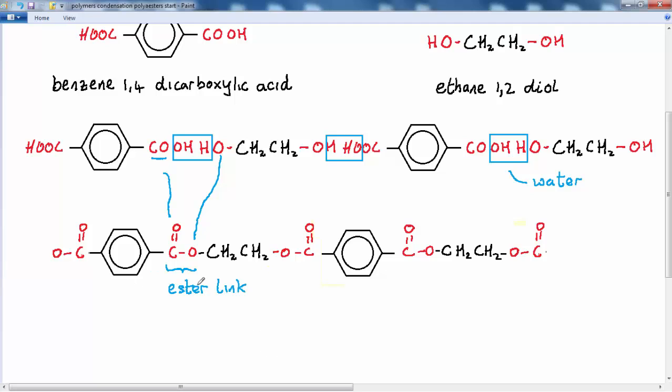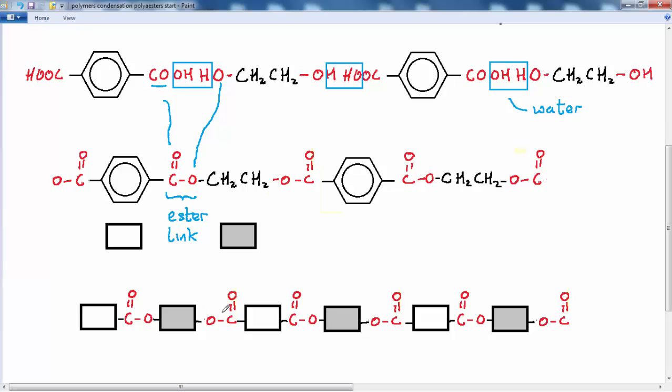Okay, and just representing this with our little symbolic diagram that we used in the previous lesson, we're going to represent this alkyl unit and the benzene unit with a rectangle. Okay, and that gives you a somewhat simpler diagram representing this polyester chain with the polymer units being joined by this characteristic ester link. Okay, so this is an example of a polyester.